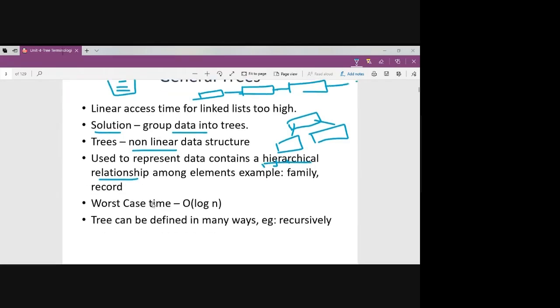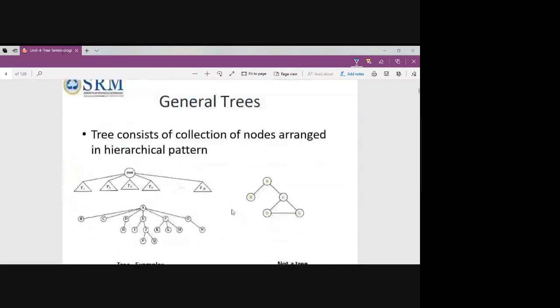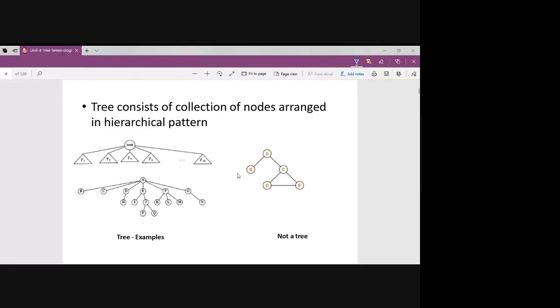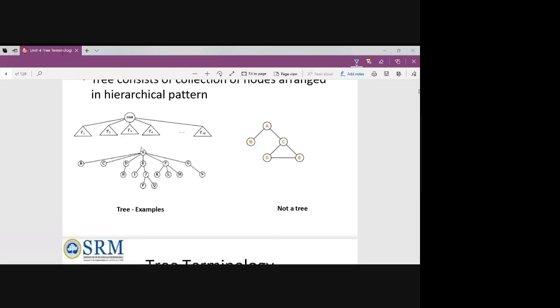And the worst case, I'll tell you when I take that. If I tell you now, you won't understand what O of n is. Normally searching will be O of n, because each element has to be searched. And other things, when we learn, I'll tell you the complexity. So now a tree consists of a collection of nodes, hierarchical nodes.